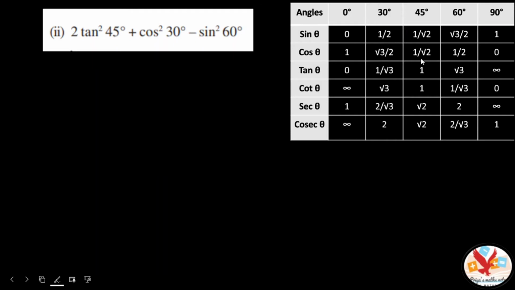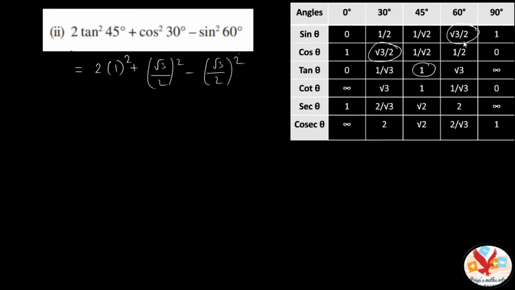Next problem, 2 tan square 45 degree plus cos square 30 degree minus sin square 60 degree. Just substitute the value of tan 45. What is tan 45? It is nothing but 1. 2 into 1 square plus cos 30 is root 3 by 2, root 3 by 2 the whole square, minus sin 60 degree is root 3 by 2, root 3 by 2 the whole square. Root 3 by 2 the whole square and root 3 by 2 the whole square get cancelled out, and the remaining value is 2, which is the solution.